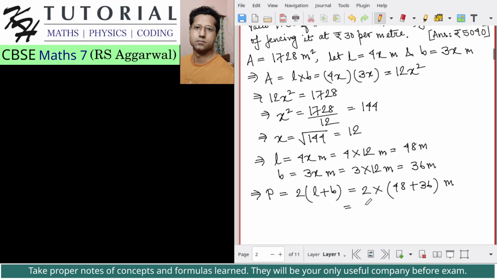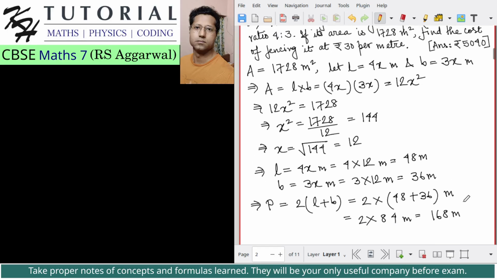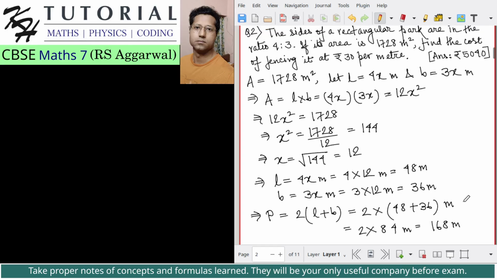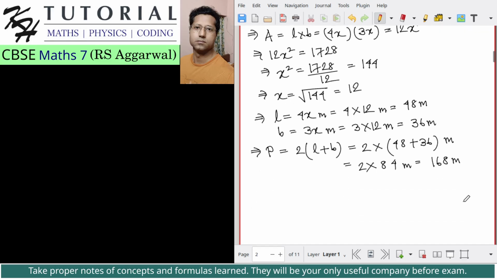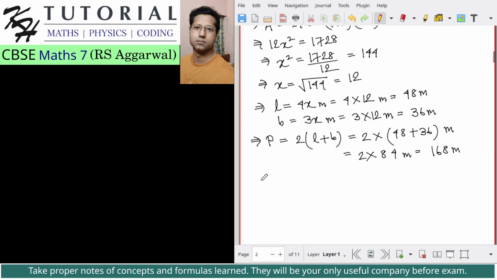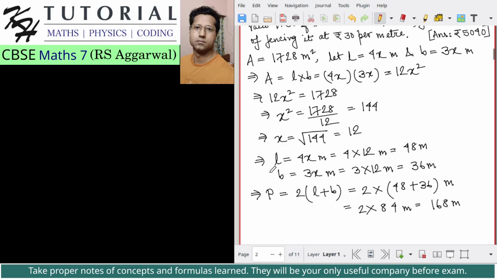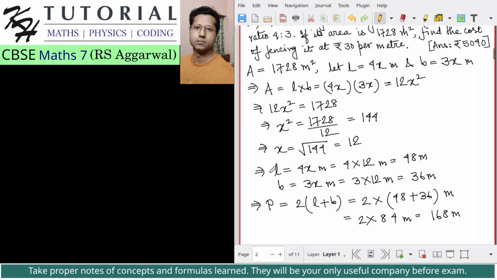This is equal to 2 multiplied by 84 meter. This is equal to 168 meter. So the perimeter of the rectangular field is 168 meter. So now we have to find the cost of fencing the perimeter, where the rate of cost is given to be rupees 30 per meter. So we have to use a unitary method, or basically whenever the rate of fencing is given, you can simply multiply the rate with the perimeter.